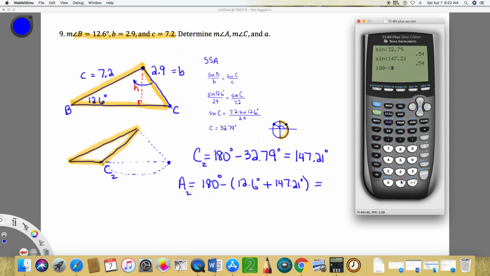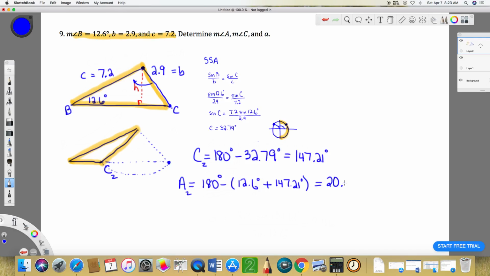Let's see what this is. 180 minus the sum, because we have the triangle angle sum theorem from geometry. 20.19. So now we have our three angles. Let's come in and find that missing side. So we come back to that given pair, the sine of B over B, and this time we also know not only is it equal to the ratio sine of C over C, but it's equal to the ratio of sine of A over A.